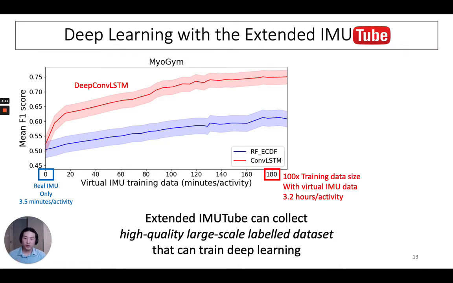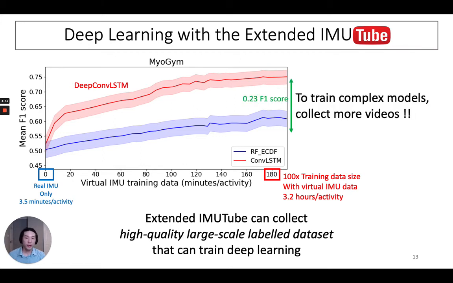Given the data-hungry nature of the DeepConvLSTM model, which is a standard and very popular deep learning model in HAR, it can largely benefit from a large-scale dataset, which is a 0.23 F1 score improvement. And this shows that to train a complex model, you have to collect more videos. The extended IMUTube can collect high-quality, large-scale labeled datasets, and that can train deep learning models. More extensive experiments and analyses are in the paper.